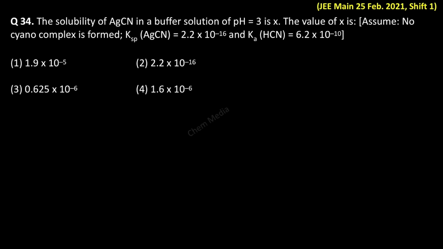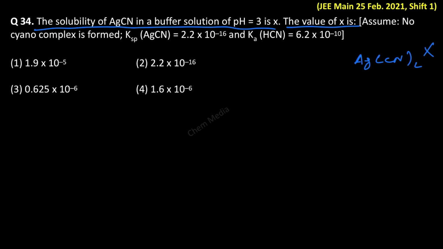Hello everyone, here is a tricky question from Ionic Equilibrium. The solubility of AgCN in a buffer solution of pH equal to 3 is X. In that case, what is the value of X? Assume that no cyano complex is formed. What they mean by cyano complex is the dicyanoargentate(I) complex, that is Ag(CN)2 minus, that is not forming. That is the assumption that we have to make.